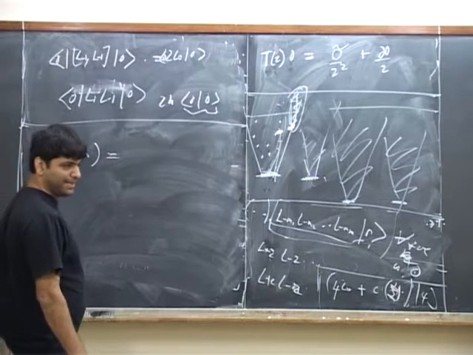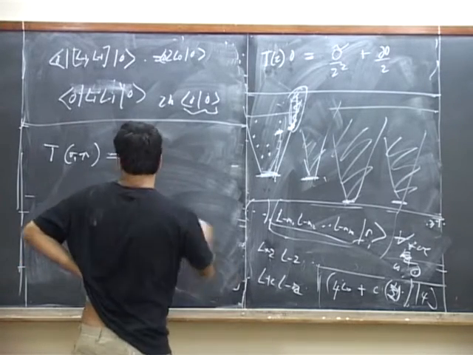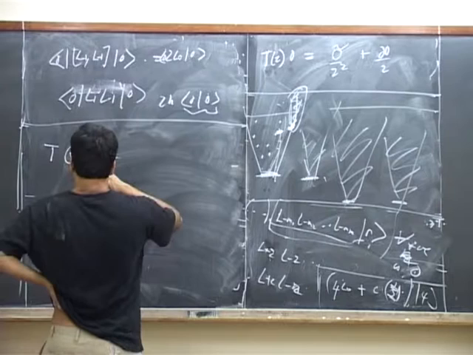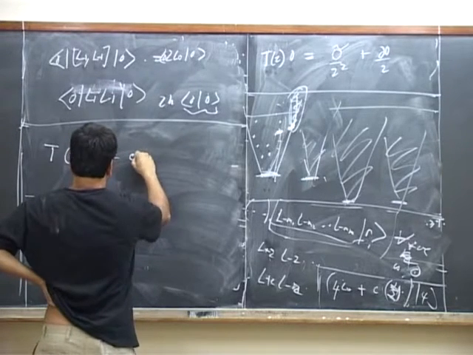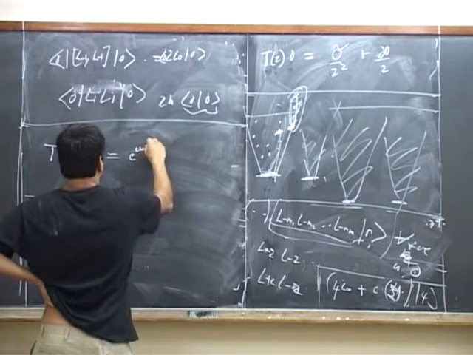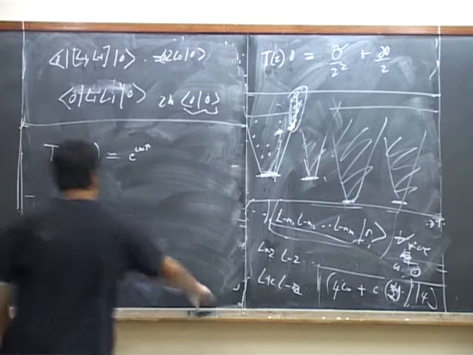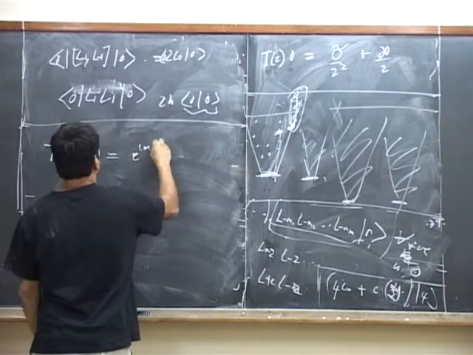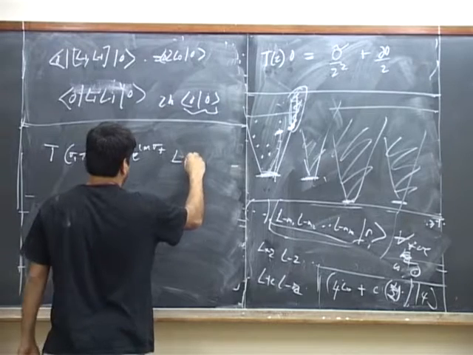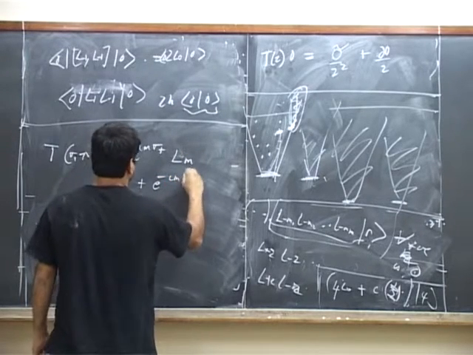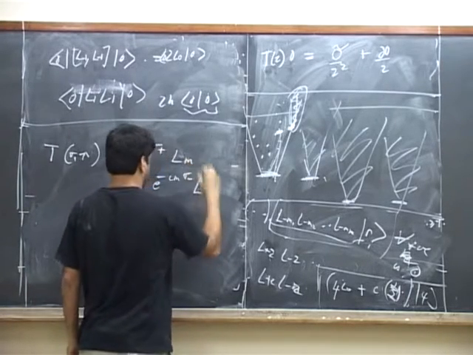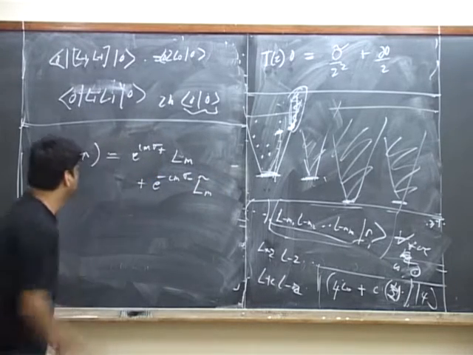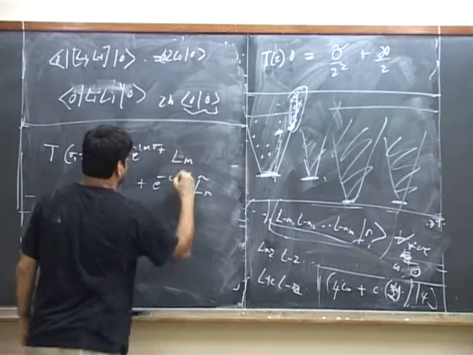In the following fashion. So, e to the power i m tau. We had it as e to the power i m sigma plus L m plus e to the power minus i m sigma minus L tilde of m. This is summed over m. And let's call this K.